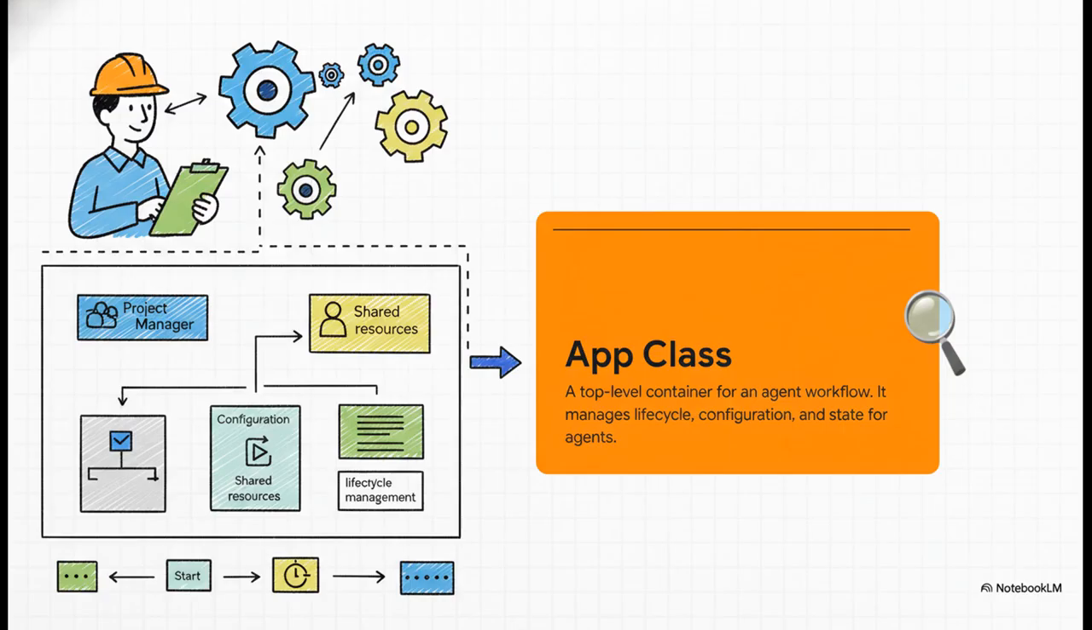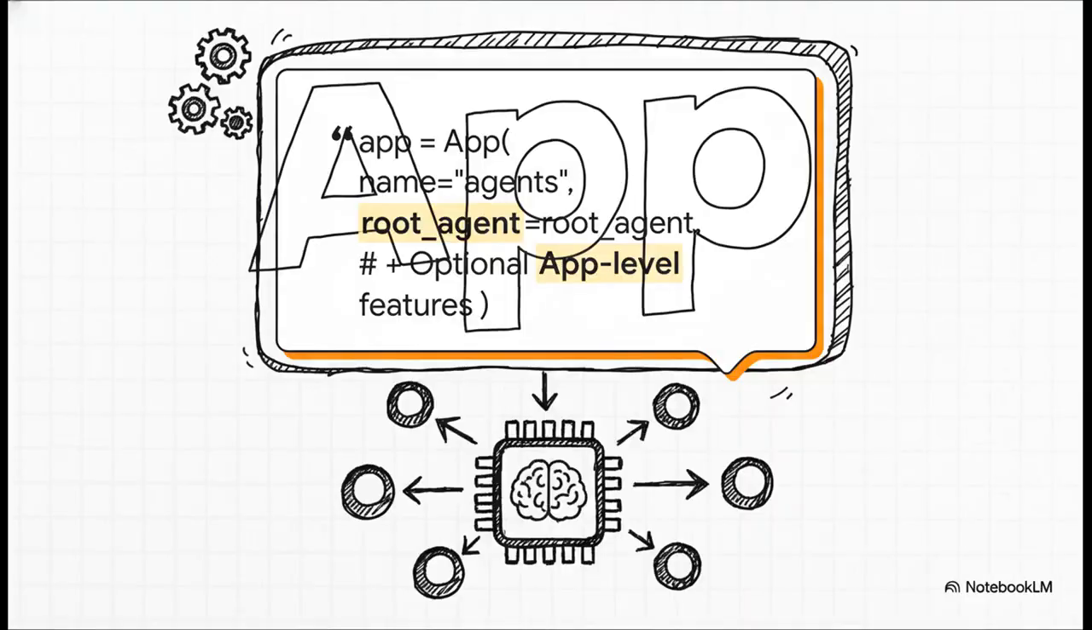So if your agents are a team, then the app class, that's your project manager. It's this top-level thing that holds everything together. It handles all the configuration, manages the state, and basically oversees the entire workflow from start to finish. It's what keeps the whole operation organized. And check out how simple this is in the code. Seriously, you just define your main agent.